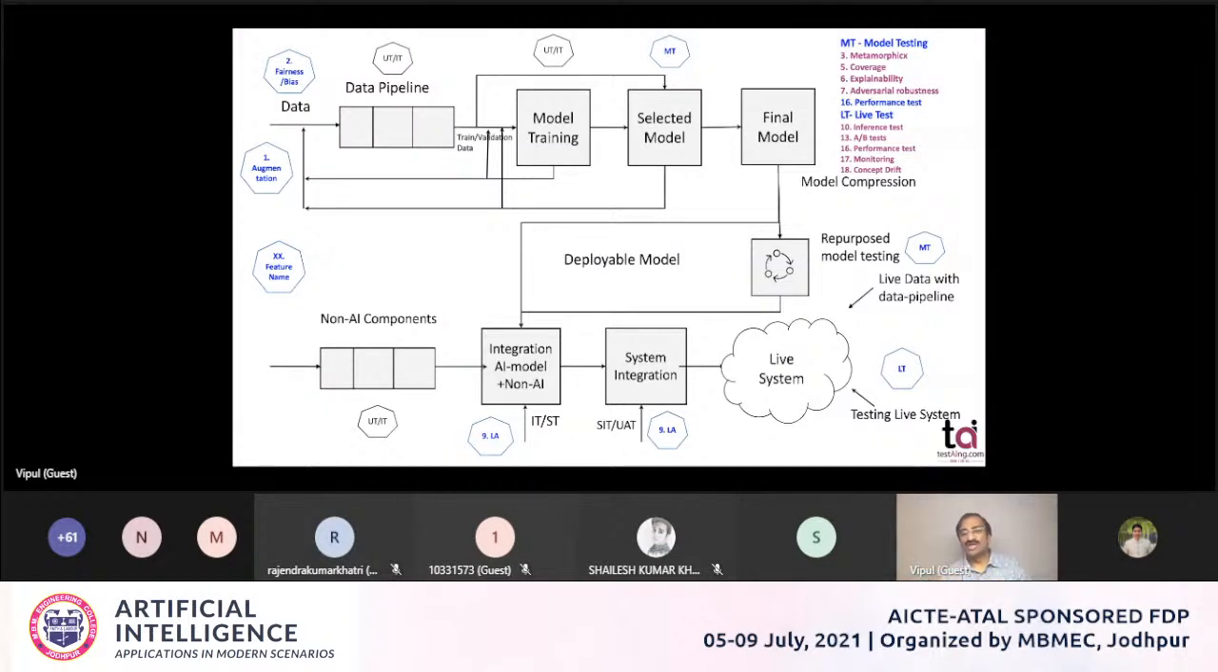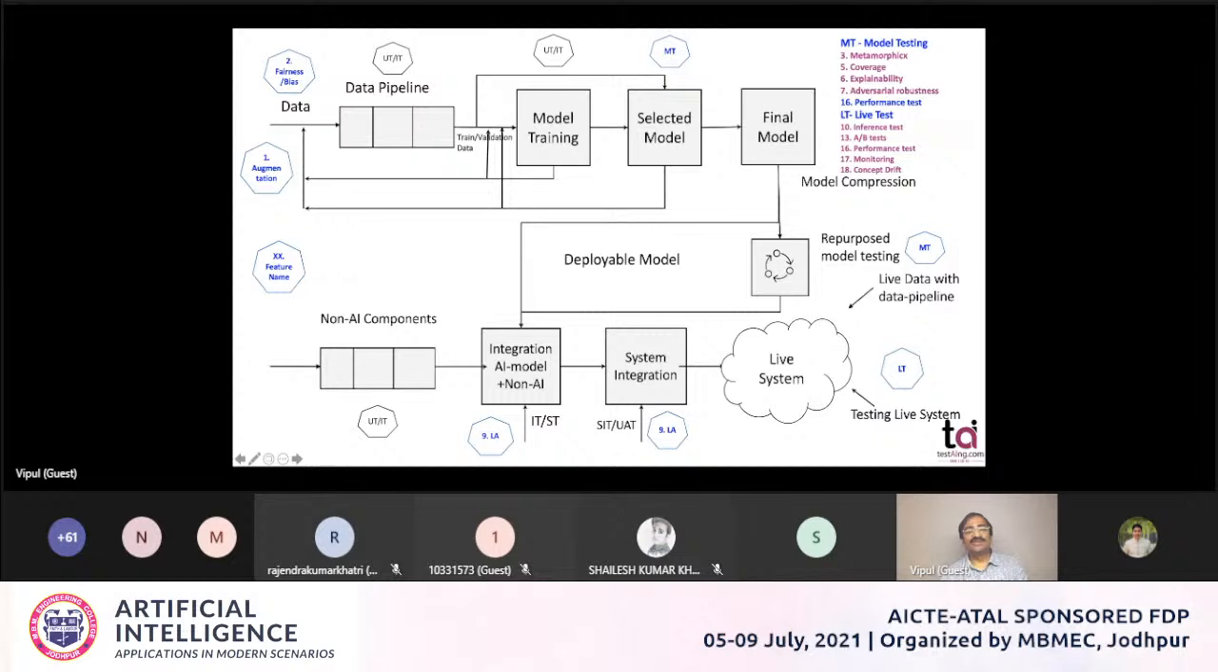So the model now consumes the data after it passes through its components, and there are more components now, and the data finally reaches your finalized model, which is this: integration of AI model and non-AI.